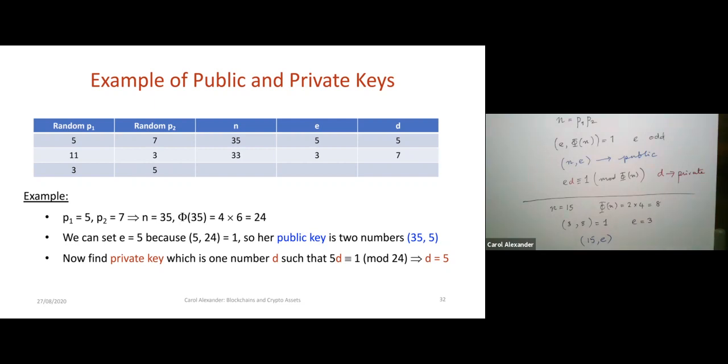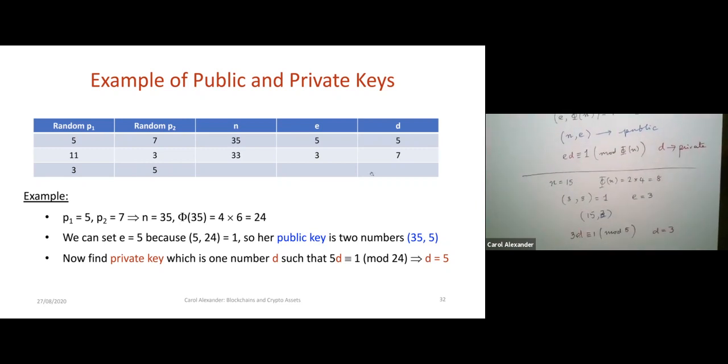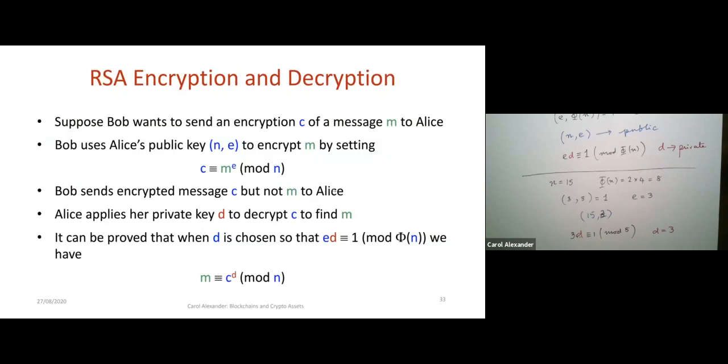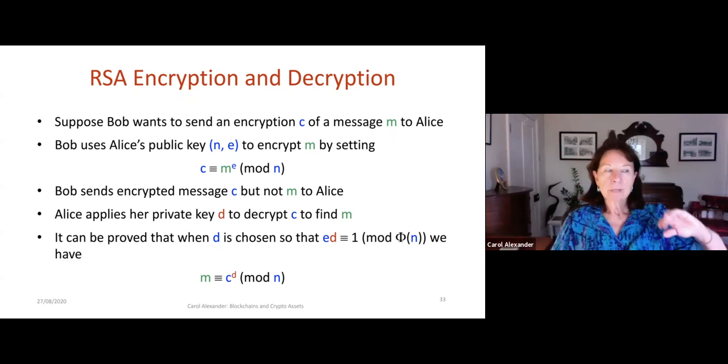And now I want to find something so that 3 times something is congruent to 1 mod 8. And actually, again, we've got 3 times 3. 3 threes are 9. So D is going to be 3. So the private key is 15, 3. Okay. So now we know how to generate the public and private keys.